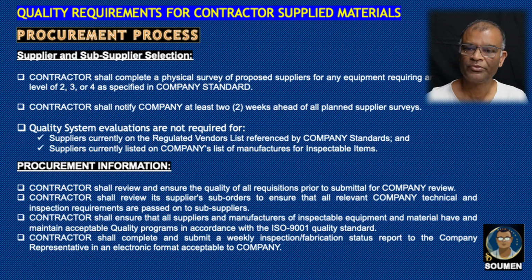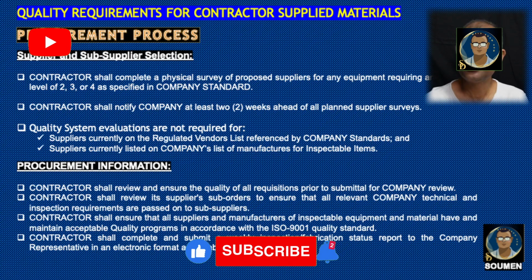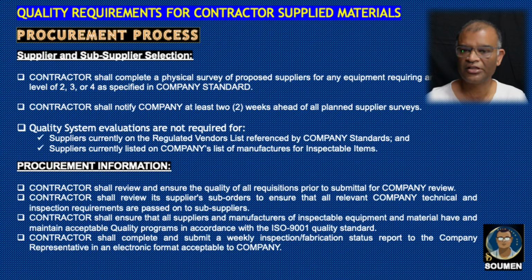Procurement information. Contractor shall review and ensure quality of all requisitions prior to submittal for company review. Company shall review its supplier sub-orders to ensure that the relevant company technical and inspection requirements are fulfilled. Contractor shall ensure that all the suppliers and manufacturers of inspectable equipment and material have and maintain acceptable quality programs in accordance with ISO 9001. Contractor shall complete and submit a weekly inspection of fabrication status report to the company representative in an electronic format acceptable by company.